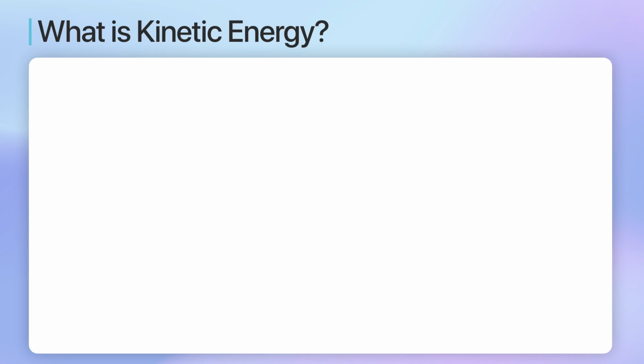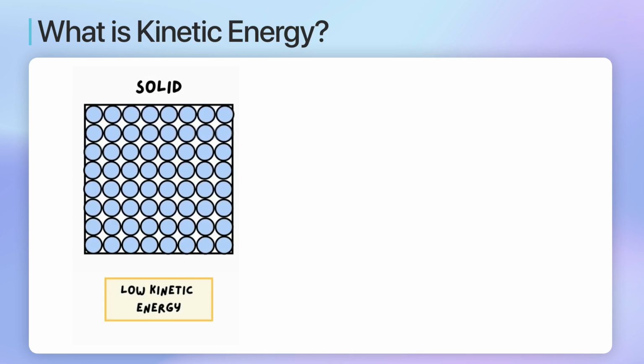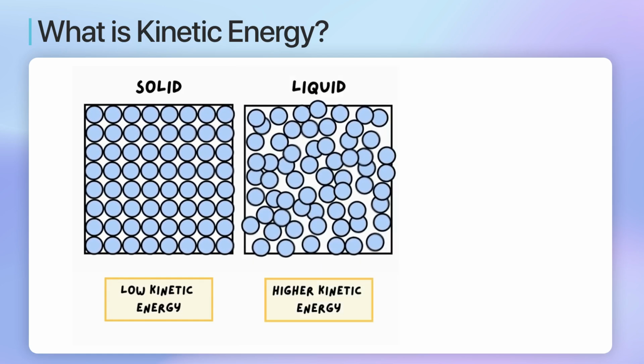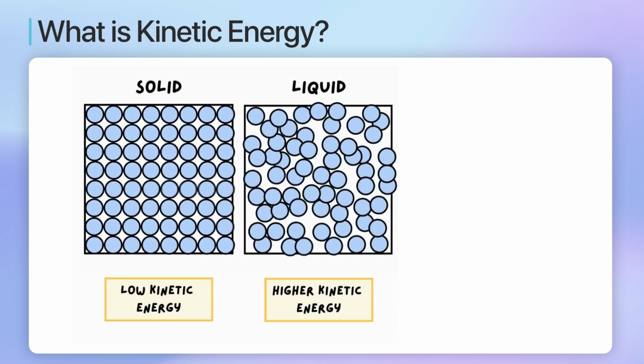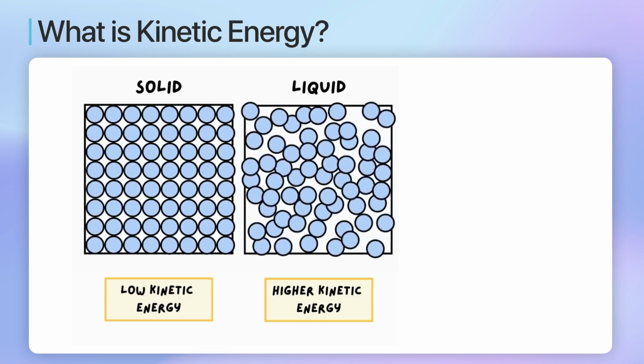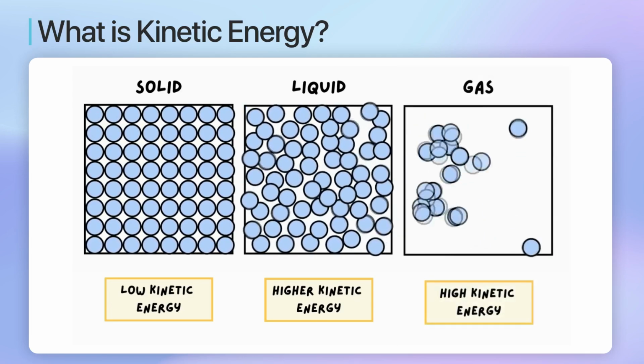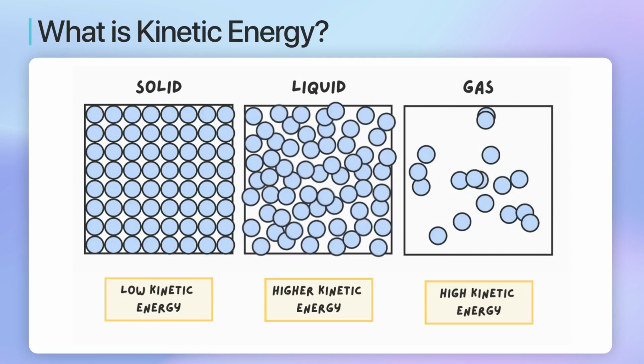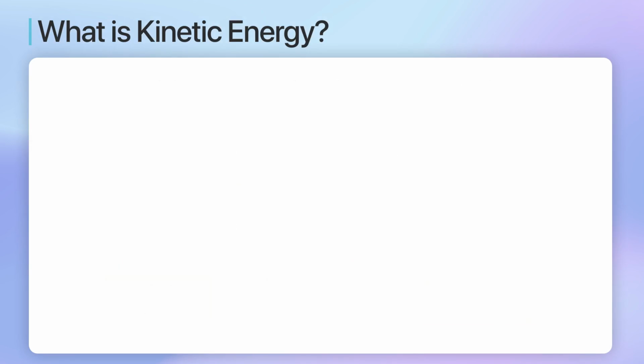Kinetic energy pertains to the movement of particles. In solids, particles are in fixed positions and only vibrate. This means their kinetic energy is quite low. In liquids, particles can move around each other, so their kinetic energy is higher than that of particles in solids. In gases, particles move freely at high speeds, giving gases the highest kinetic energy. The faster the particles move, the higher their kinetic energy.